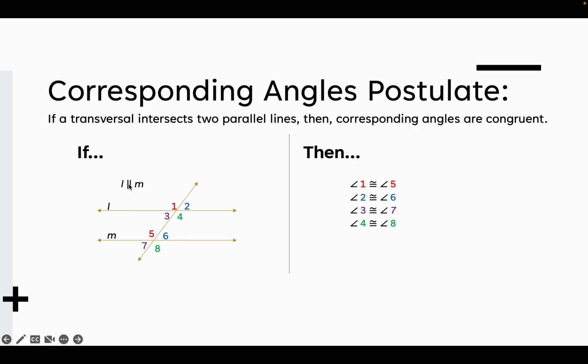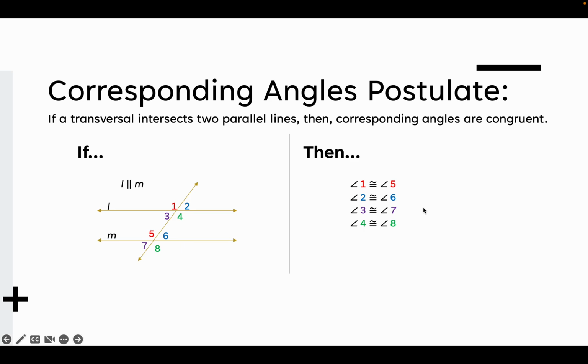If L is parallel to M, then we also know that angle 3 is congruent to angle 7. Here's angle 3, and the angle that corresponds with it is angle 7. Therefore, it has to be congruent. The last one, if angle 4 is right here, if L is parallel to M, then angle 4 and angle 8 have to be congruent because they're corresponding angles.